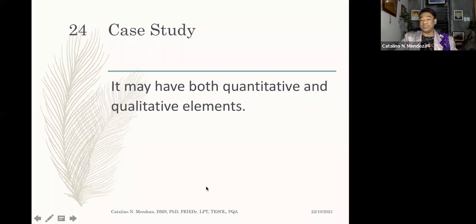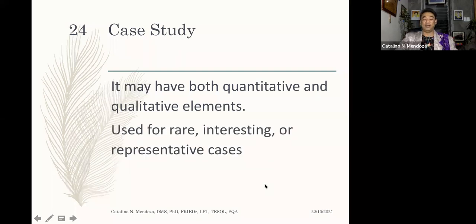It may have both quantitative and qualitative elements. Yes, the case study, specifically if it is more on profitability. But if it is more on the policy implementation, you could possibly conduct qualitative research. Used for rare, interesting, or representative cases. Like, for example, the case of a certain community wherein COVID-19 has started. So case study is one among the applicable research designs.